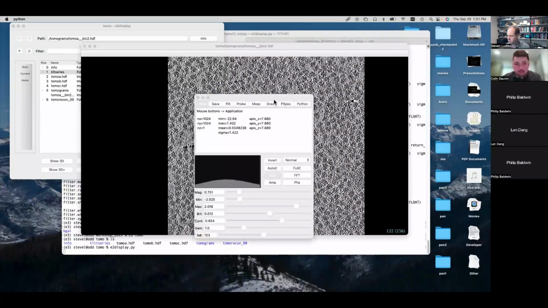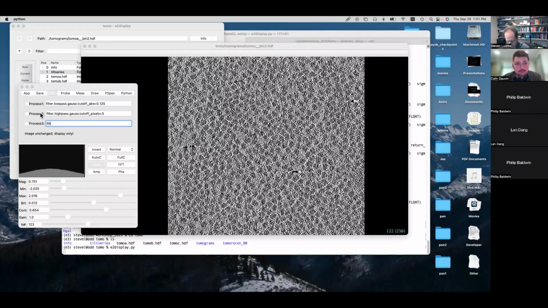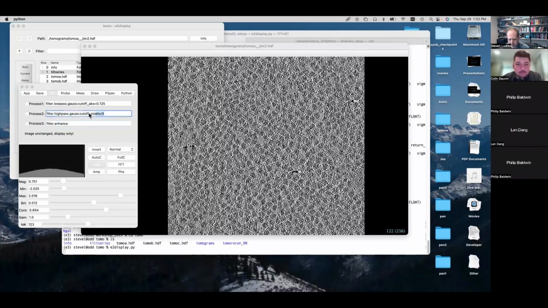We just open up the control panel. We can just go to filter, and we'll just say filter.enhance. Oops, enhance. There we go. Yeah, you can see it's actually getting rid of stuff. So let's do this. Oh, not what I meant to do. Turn off that. Turn off that.